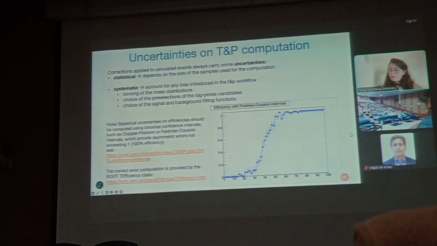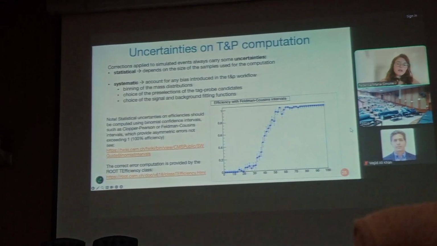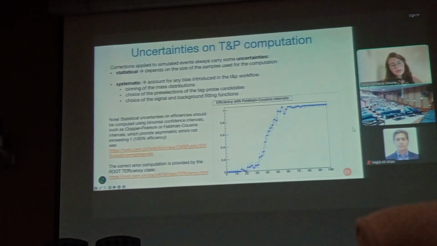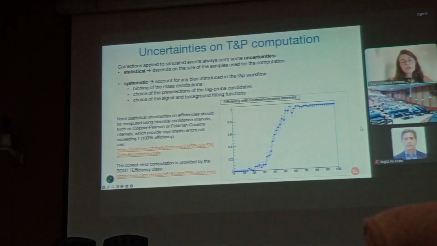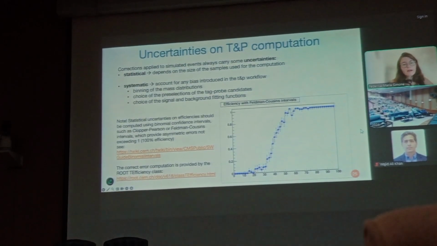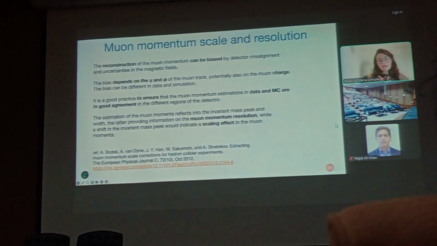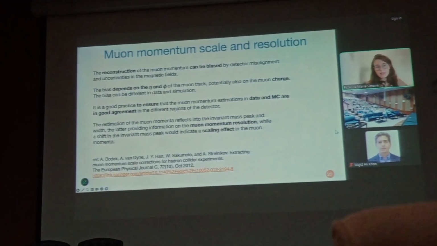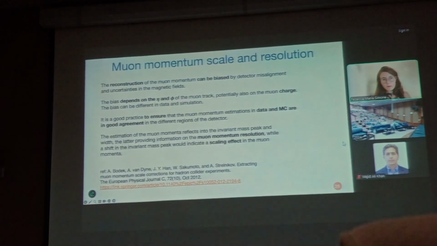Okay, now the last topic I wanted to cover is an additional correction that we compute in CMS and we provide to the analyzers in order to further improve the estimation of the muon momentum. The estimation of the muon momentum, of course, translates into the resolution for any mass peak that is built using muons.